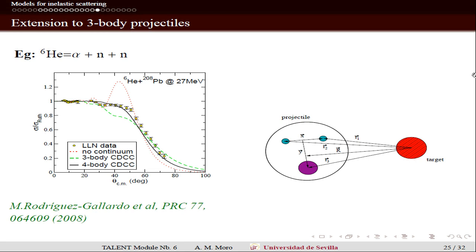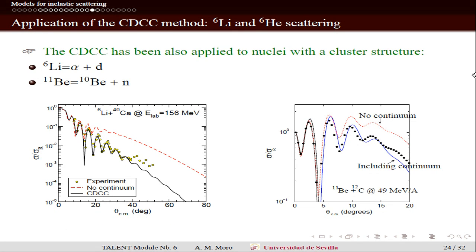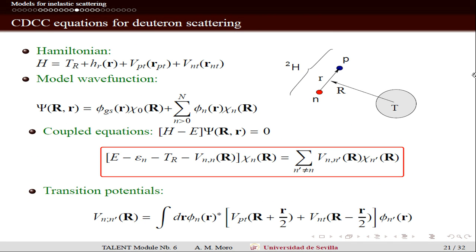There are some available codes like Phase, so Filomena is one of the authors of Phase, that allows you to generate the states of a three-body system. And then you need another code to generate the coupling potentials. So the coupling potentials in the two-body model are things like this.